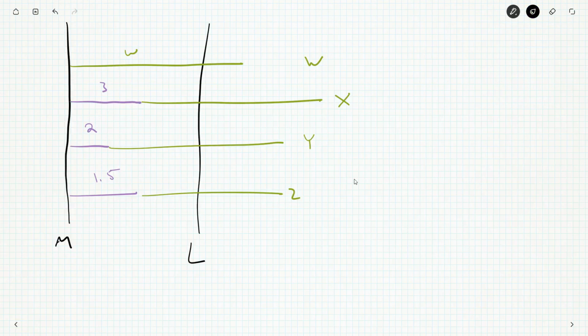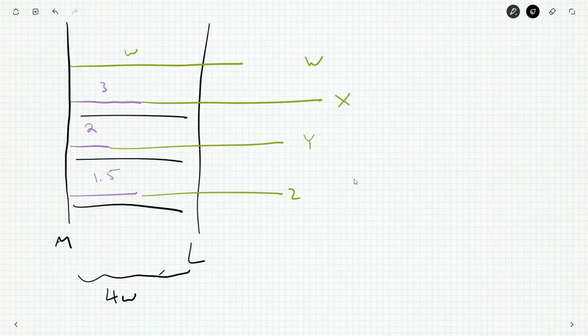Well, I don't know how much of X lies to the left, or how much of Y or anything lies to the left, but I do know that on this side, I have 4 copies of W. This full length here, this full length here, this full length here, and the actual full length W here. So that's an observation.